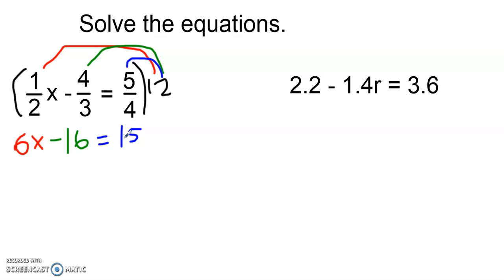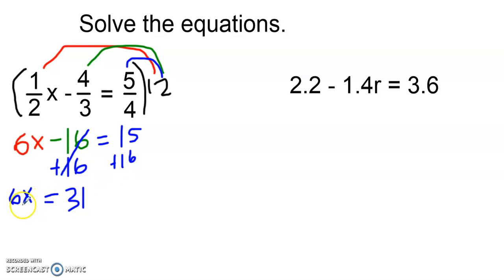Okay, so now we just solve it like normal. So get everything away from x. So we've got our negative 16 here, so we need to do the opposite to get rid of it. So we'll do plus 16, and then we need to do it on the other side as well. So bring down this 6x, and then 16 minus 16 is 0, so those cancel. And then we've got 16 plus 15 is 31.